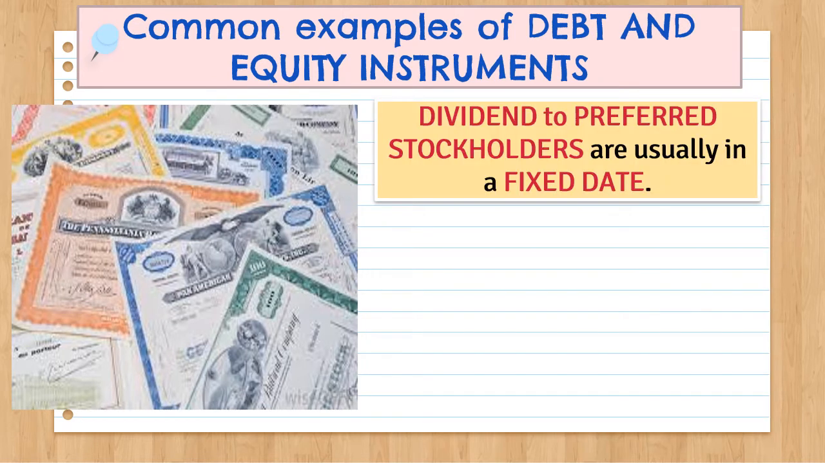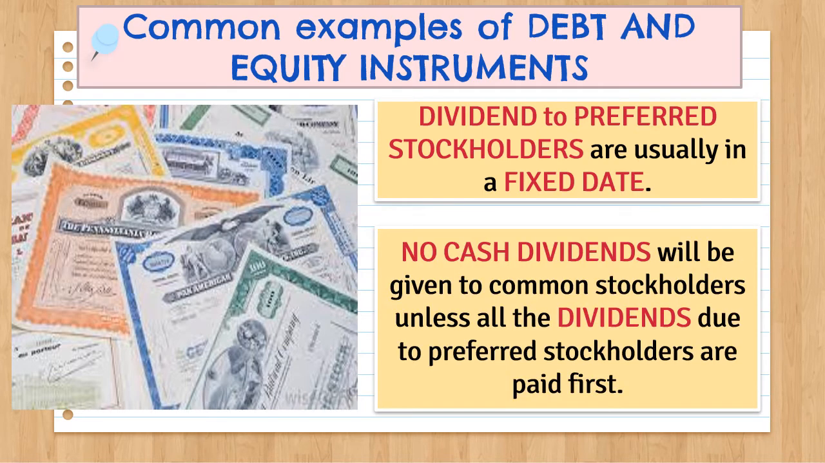Dividends to preferred stockholders are usually on a fixed date. No cash dividends will be given to common stockholders unless all the dividends due to preferred stockholders are paid first.